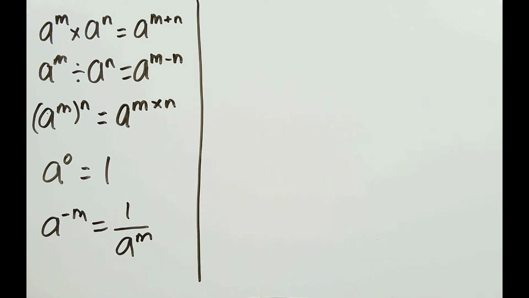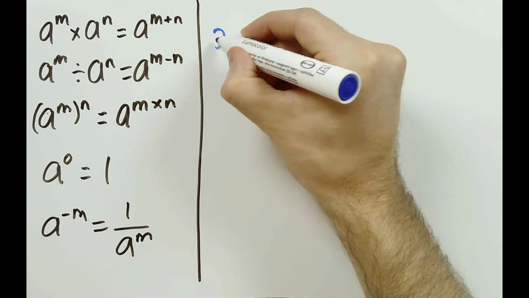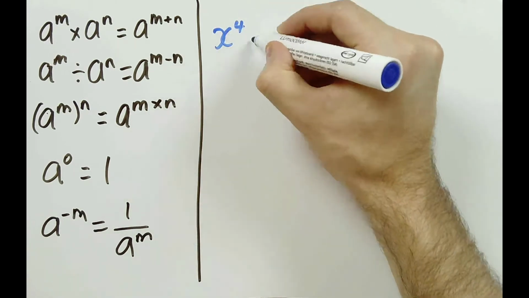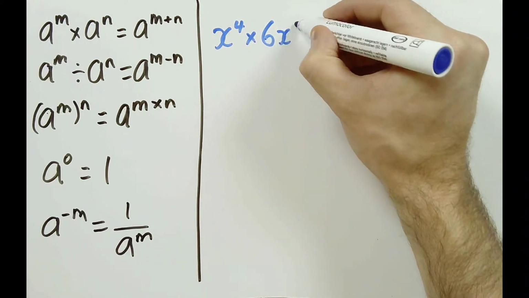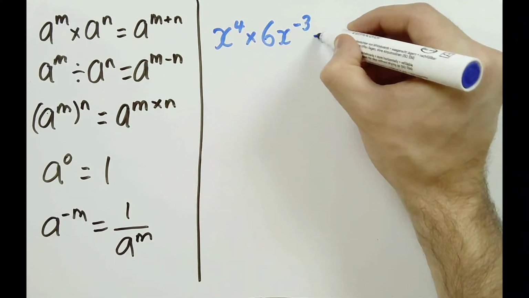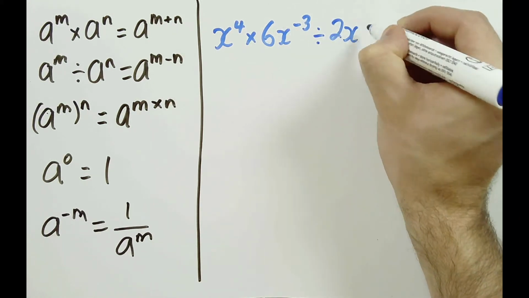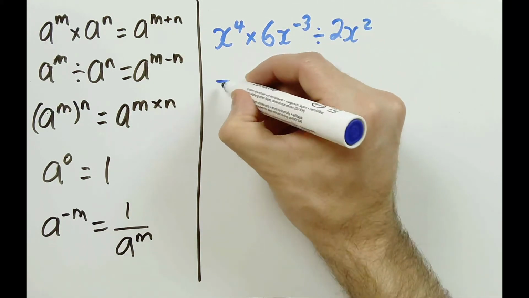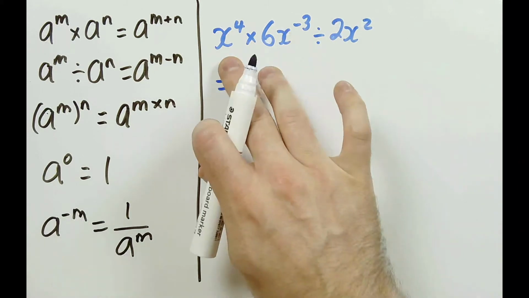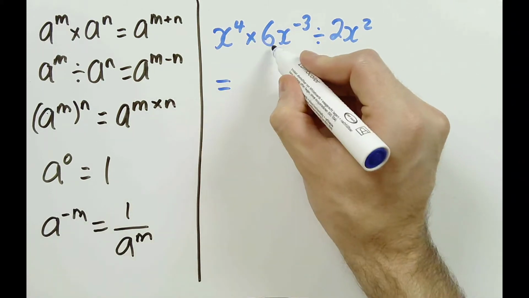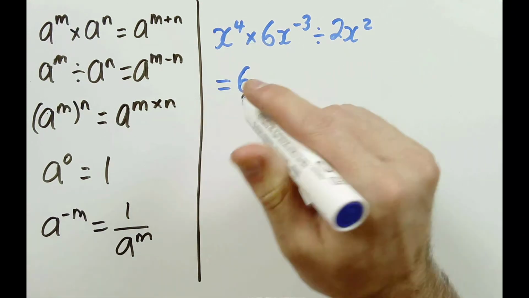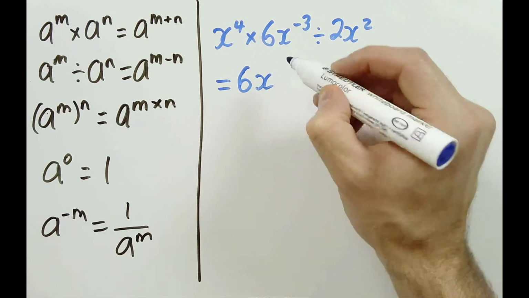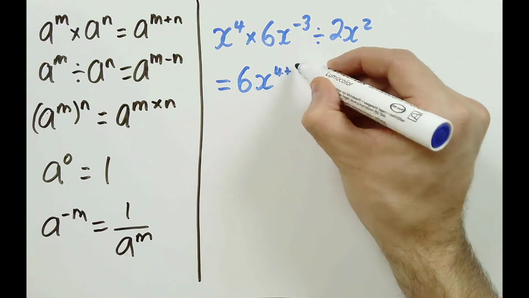So the next one, a little bit more complicated once again. x to the power of 4 times 6x to the negative 3, divided by 2x squared. So how do we simplify this? Let's first address these first two terms. 6 times 1 will be 6 out the front. And we're left with x to the power of 4 plus negative 3 using our first index law.